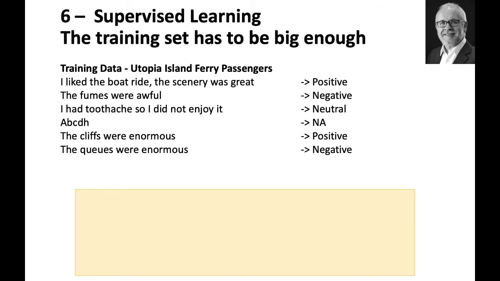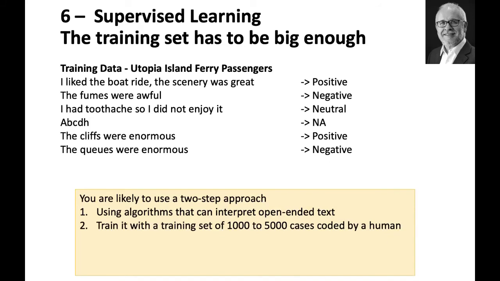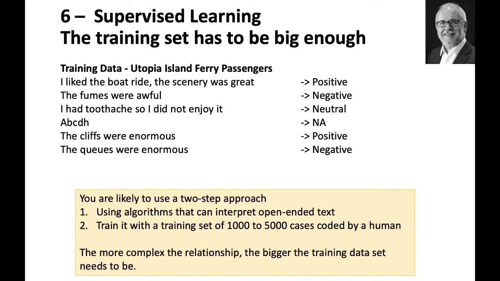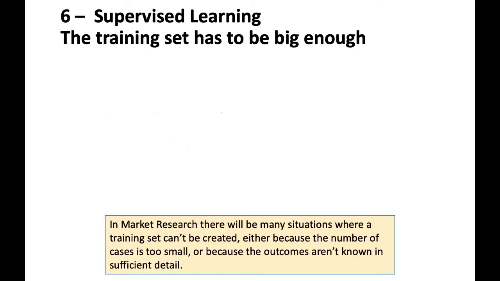In order to interpret that data, we are likely to use a two-step approach. First of all, an algorithm that can interpret open text data, and then we're going to need a training set of 1,000 to 5,000 cases coded by a human. The more complex the data, the bigger the training data set needs to be. I'm talking to some data scientists about a project at the moment, and they won't consider a training set of less than 100,000. And in market research, we almost never get a training set as large as that. So the training set has to be big enough.